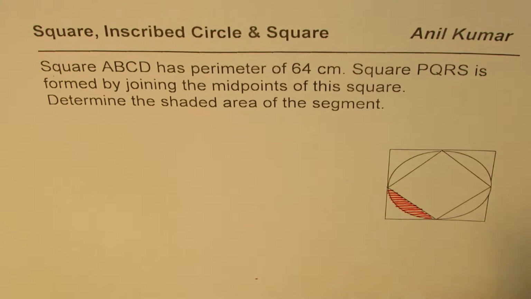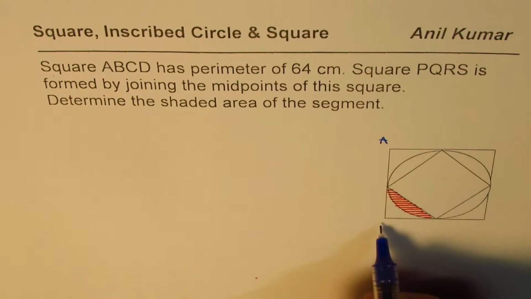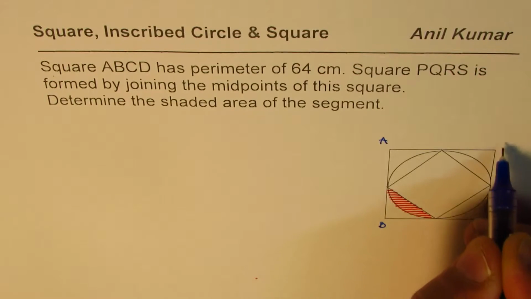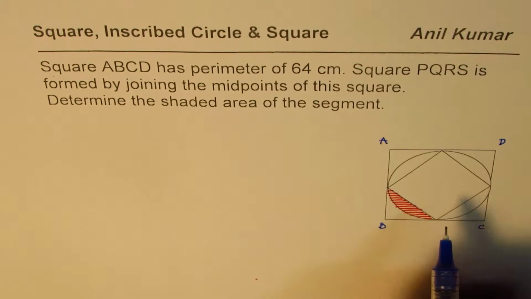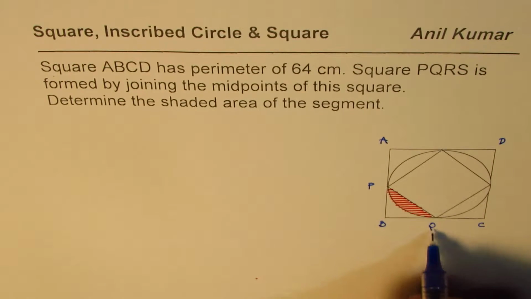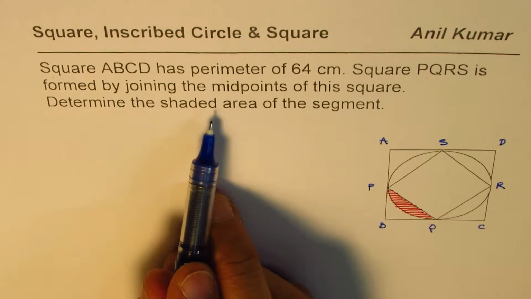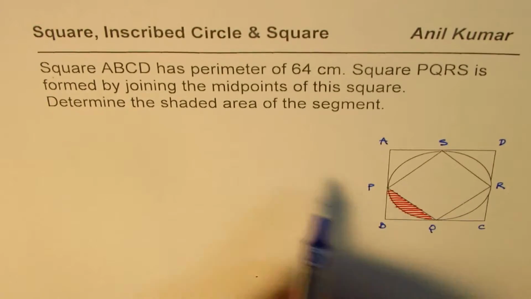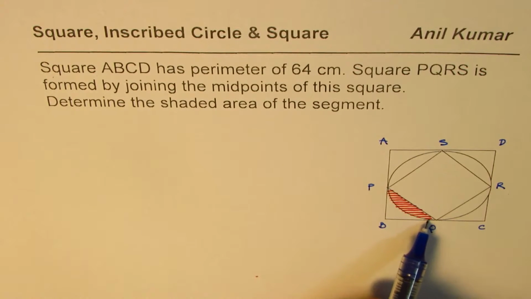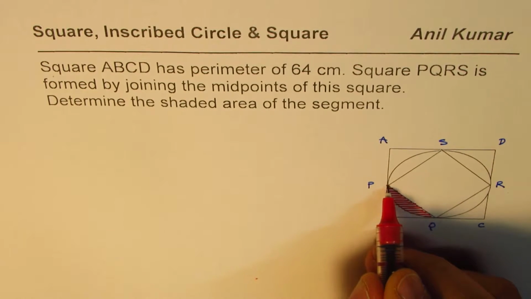So let me label the diagram first. Let us say these are A, B, C, D, the vertices of this bigger square, in which we have PQRS. We need to find the shaded area of the segment, right? The segment is the area between the arc and the chord.